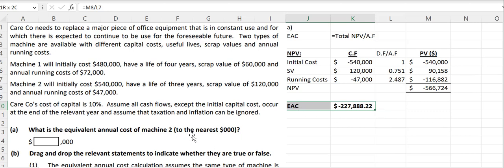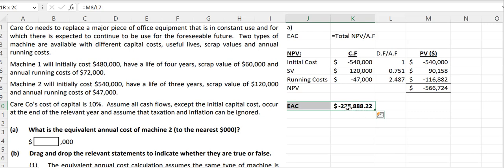But if you look at this requirement exactly, to the nearest $1,000, we have to round it off to the nearest $1,000. We have a formula in Excel to round it off to the nearest $1,000, but we can always do it manually as well. It's 227,888. So if you look at it, this figure is close to either 227,000 or 228,000, right? So just think for a while and tell me, is this figure closer to 227,000 or 228,000?